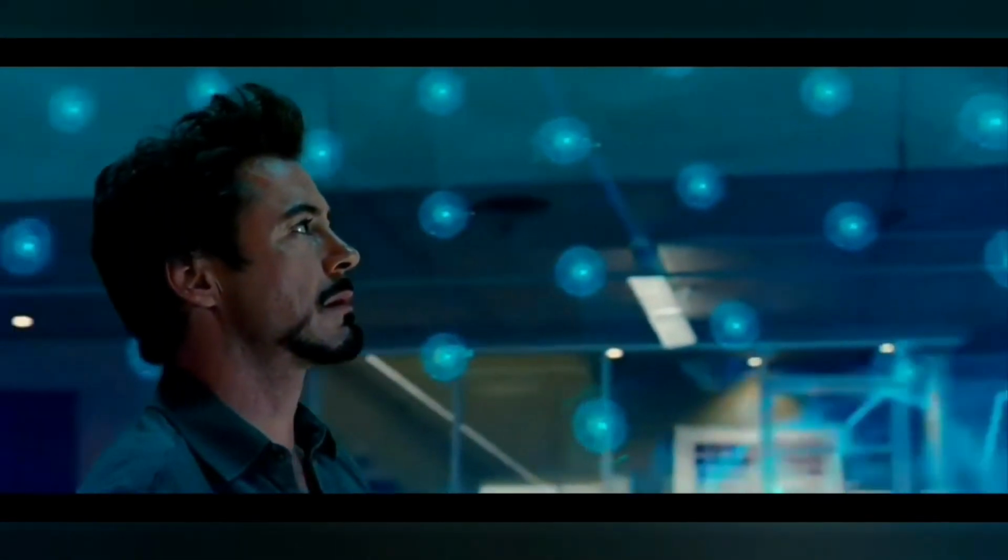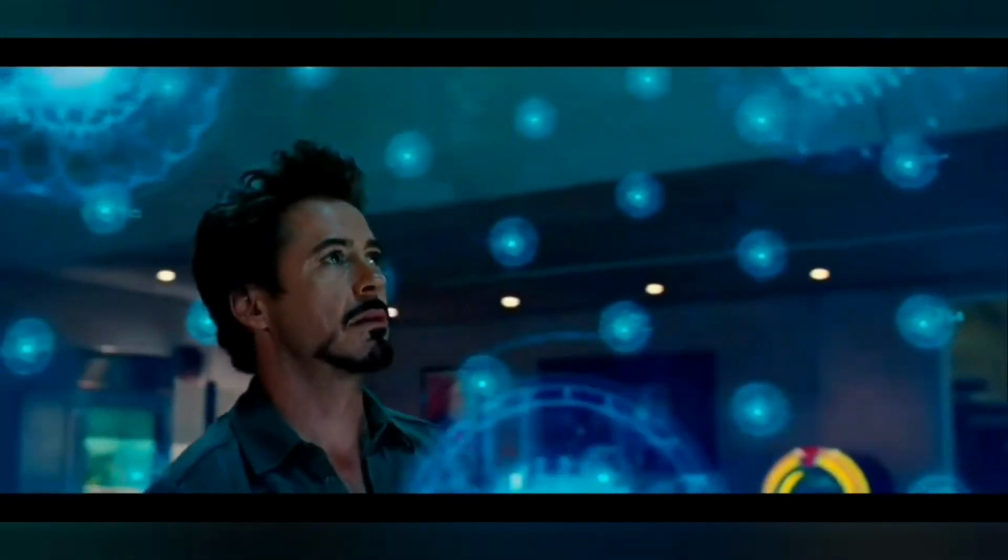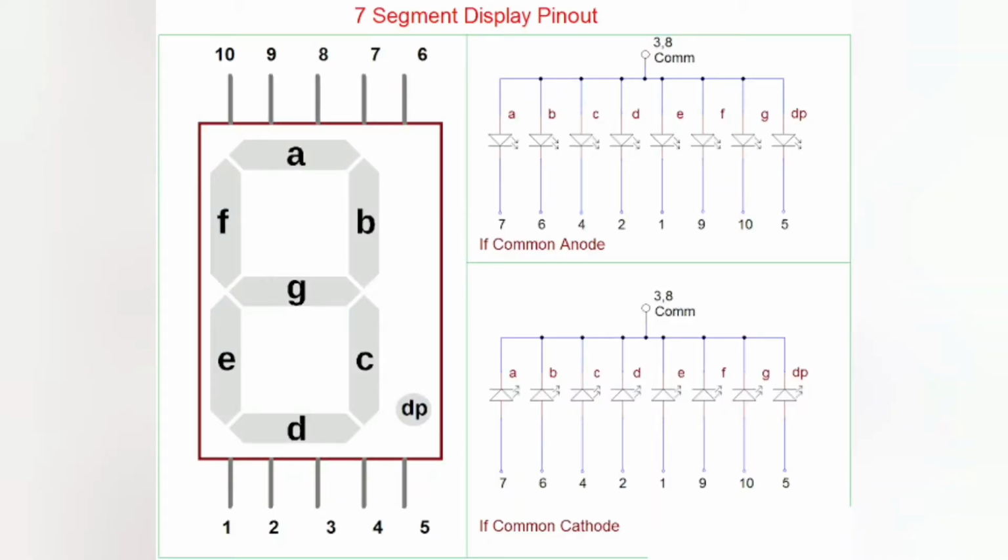Today we will learn how to control 7 segment display using Arduino. So here on our screen we have a diagram of a typical 7 segment display. We call it 7 segment display because it contains 7 LEDs and they are numbered as follows: A, B, C, D, E, F, then the middle one is G.